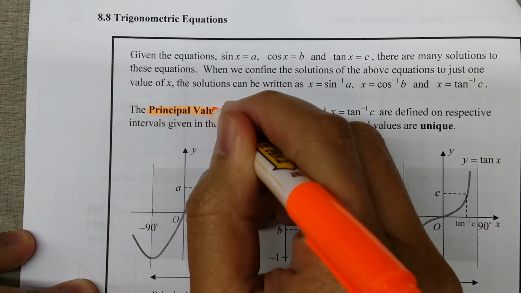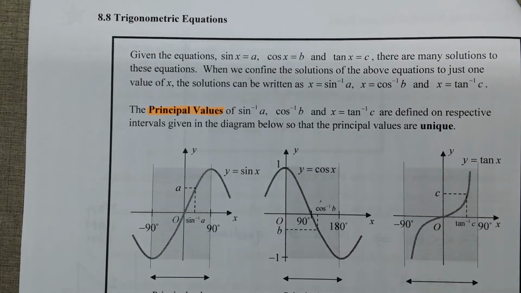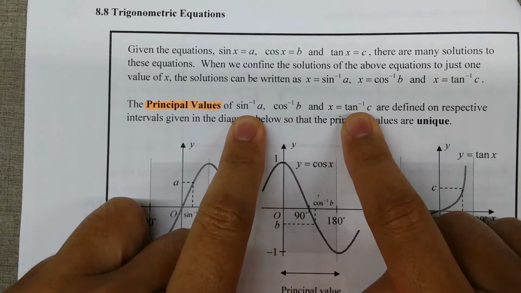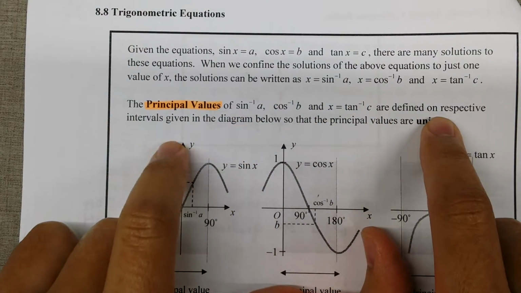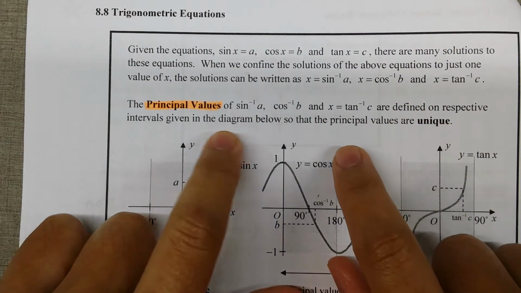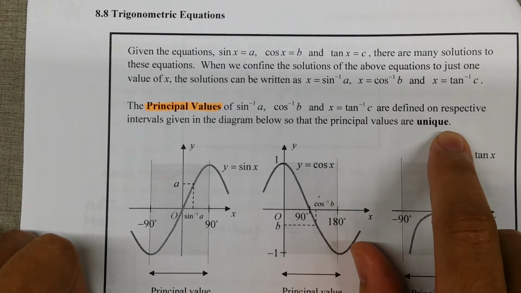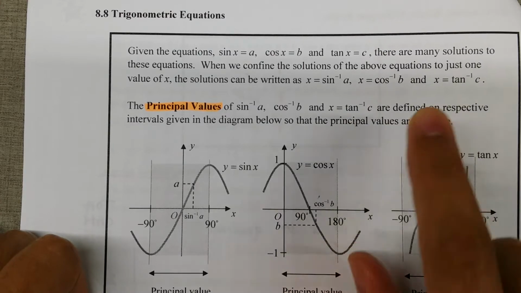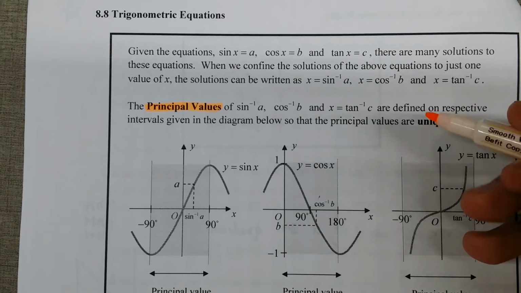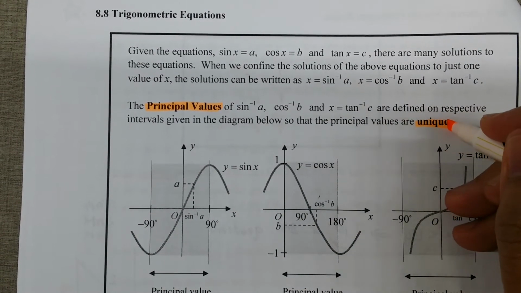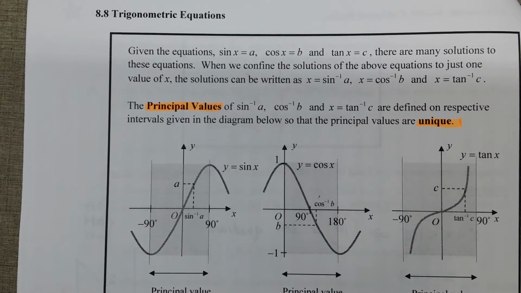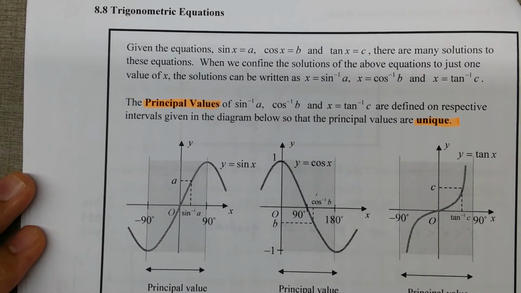The principal values of these three solutions are defined on respective intervals given in the diagram below, so that the principal values are unique. There's only one. Unique. And take note for these three graphs, I hope you can recall how the graph looks.